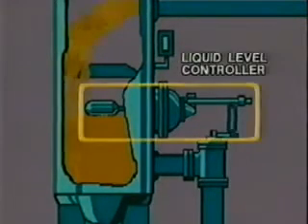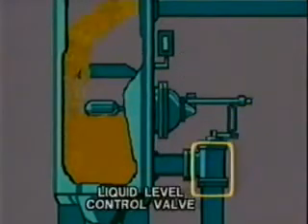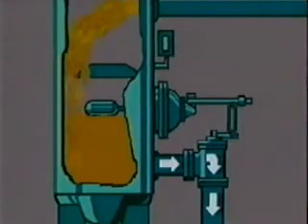Liquids continue to collect until the level reaches the designed dump level. The liquid level controller opens the liquid level control valve, and the liquids flow from the separator into storage or to other process facilities.